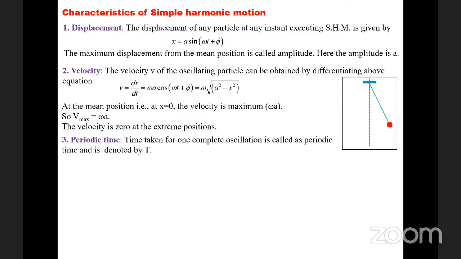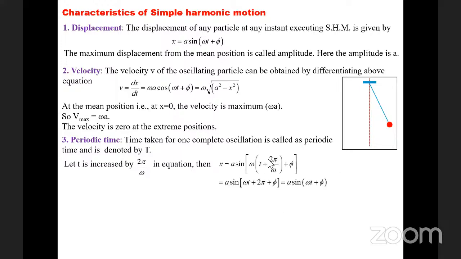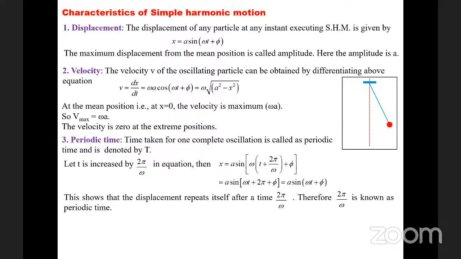Next, periodic time. The time taken to complete one oscillation is called periodic time. That is capital T, when small t is increased by 2 pi by omega. So x equals a sin(omega into (t plus 2 pi by omega) plus phi). That is omega t plus 2 pi plus phi, which is nothing but a sin(omega t plus phi). Yesterday's class was cos; here it is sin. So the displacement is repeated after 2 pi by omega, and this is called periodic time.